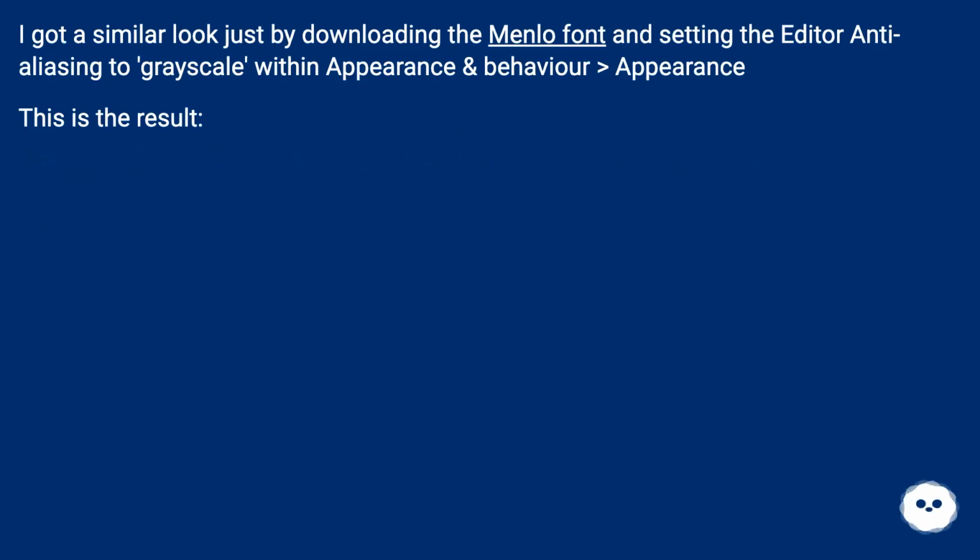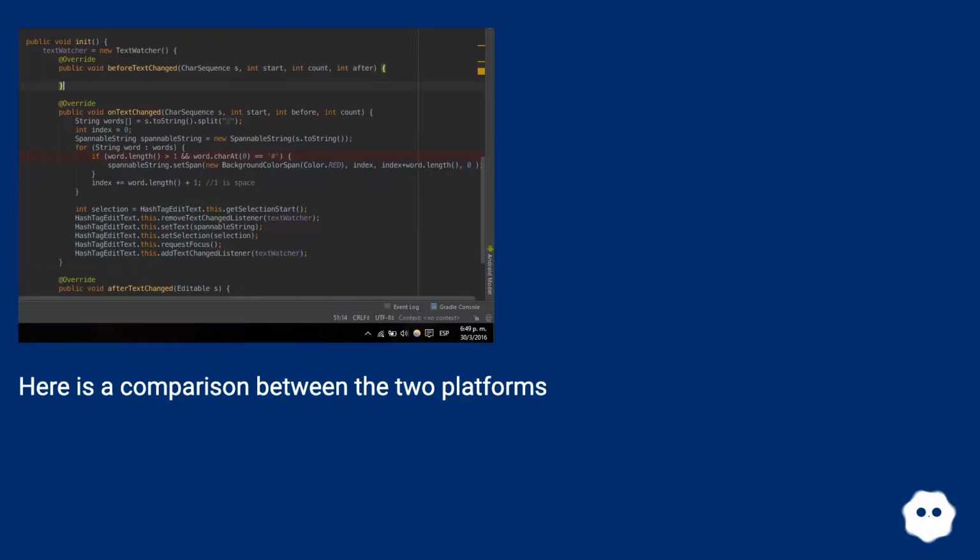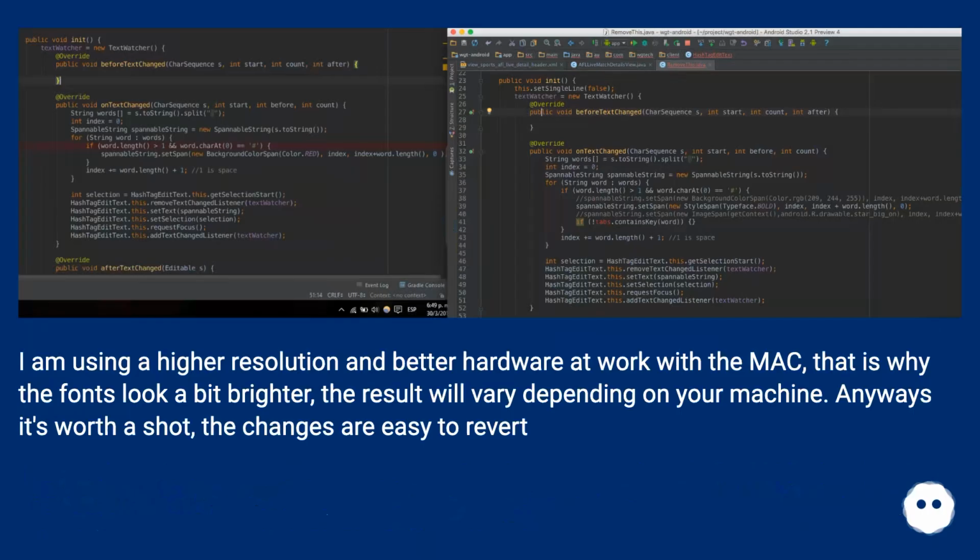I got a similar look just by downloading the Menlo font and setting the editor anti-aliasing to grayscale within Appearance & Behavior > Appearance. This is the result. Here is a comparison between the two platforms. I am using a high resolution and better hardware at work with the Mac, that is why the fonts look a bit brighter. The result will vary depending on your machine. Anyways, it's worth a shot, the changes are easy to revert.